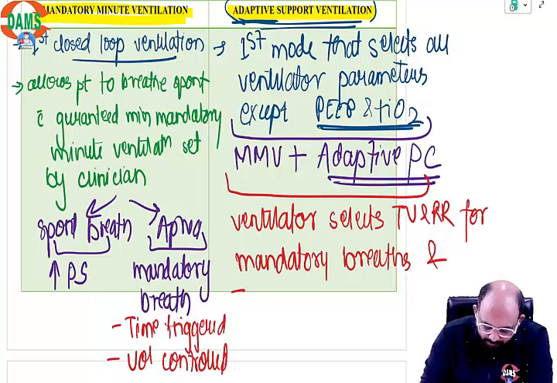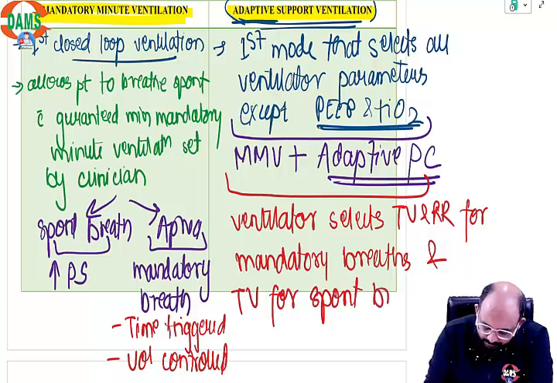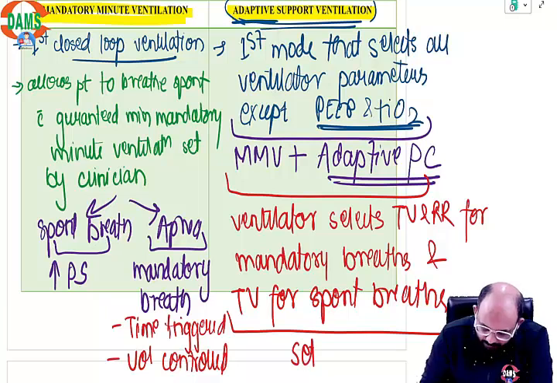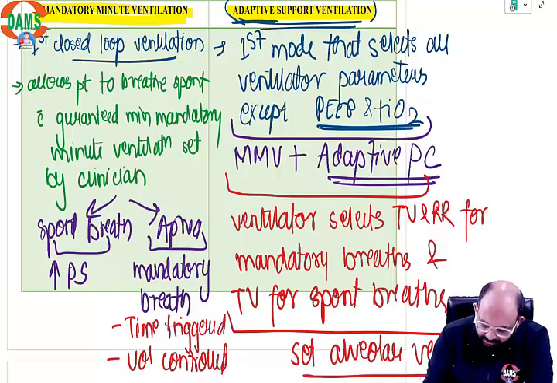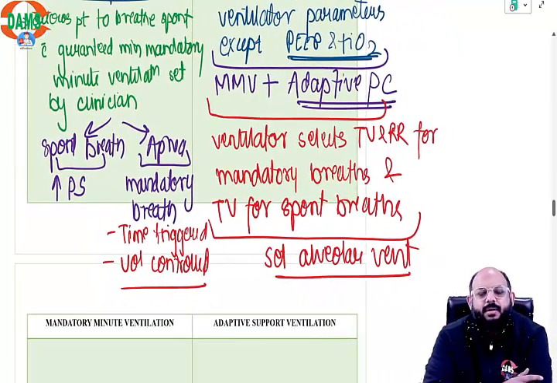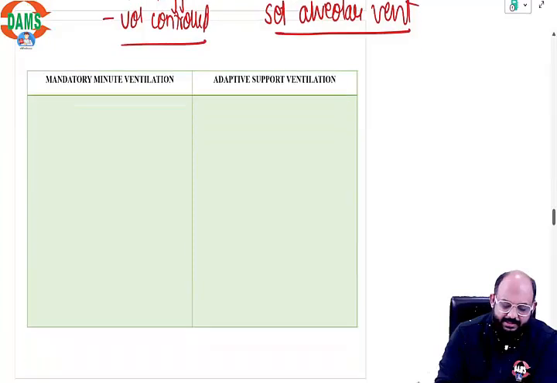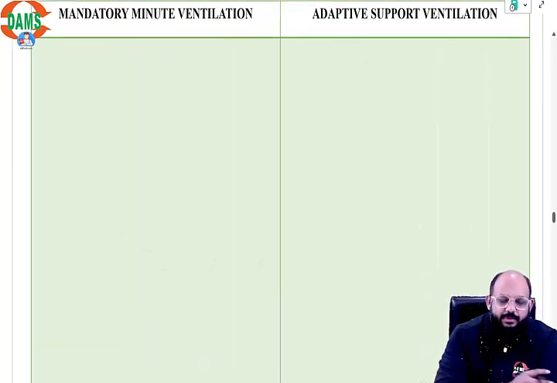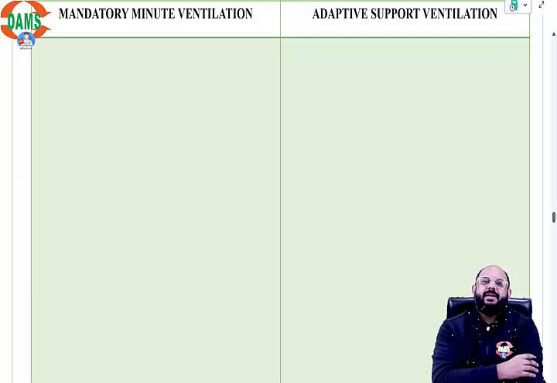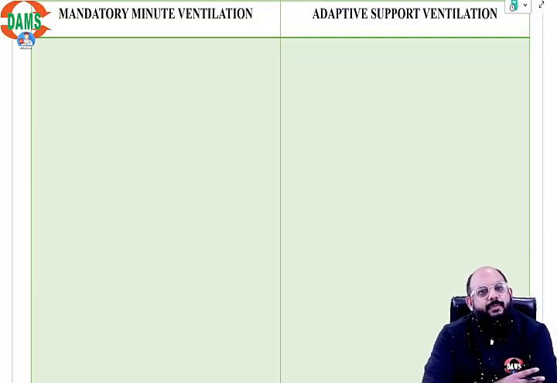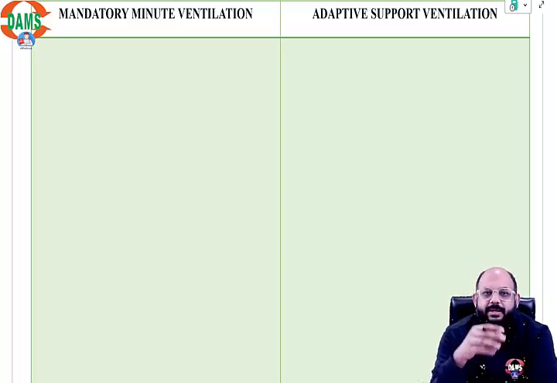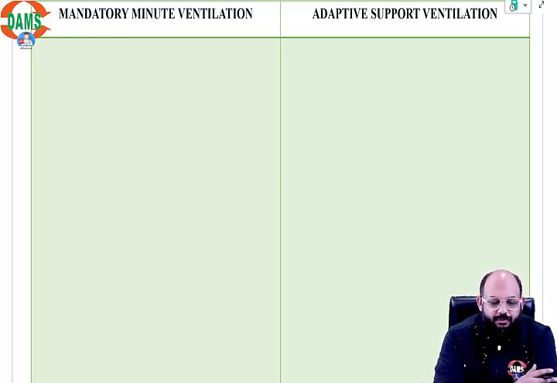And tidal volume for spontaneous breaths to achieve set alveolar ventilation. So the ventilator is doing everything, so it is the easiest mode to manage. Actually, what you have to do is nothing, just put in the patient data, that is the age and the gender, and it will calculate the ideal body weight and the requirement. Then you just have to set the PEEP and FiO2. Okay.